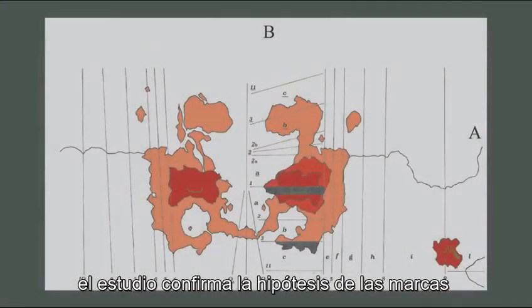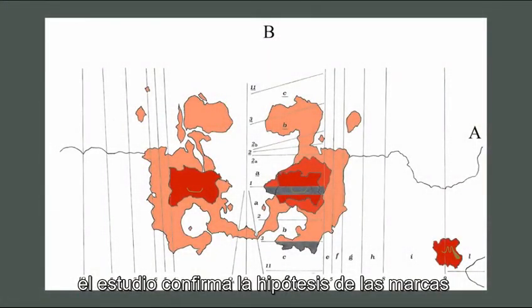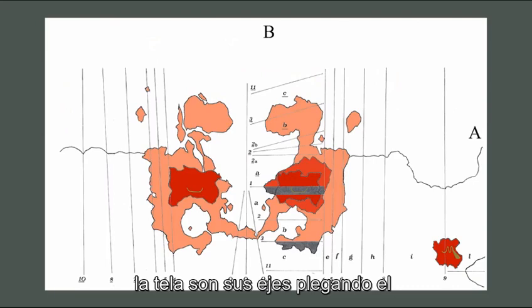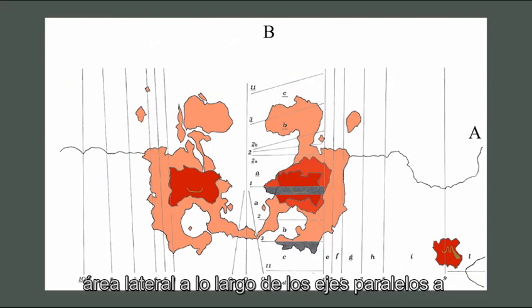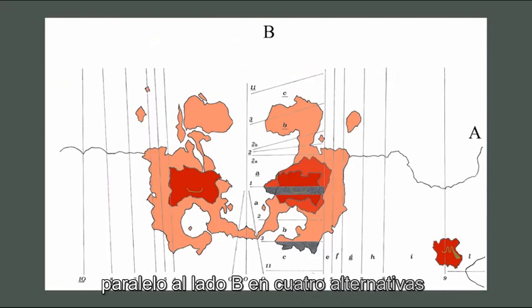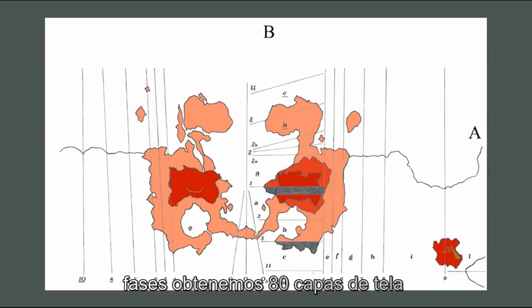The study confirms the hypothesis. The marks form two multiple symmetries. The folds in the cloth are their axes. By folding the Sudarium along the axes parallel to side A of the rectangle and the axes parallel to side B in 4 alternate phases, we obtain 80 layers of cloth.